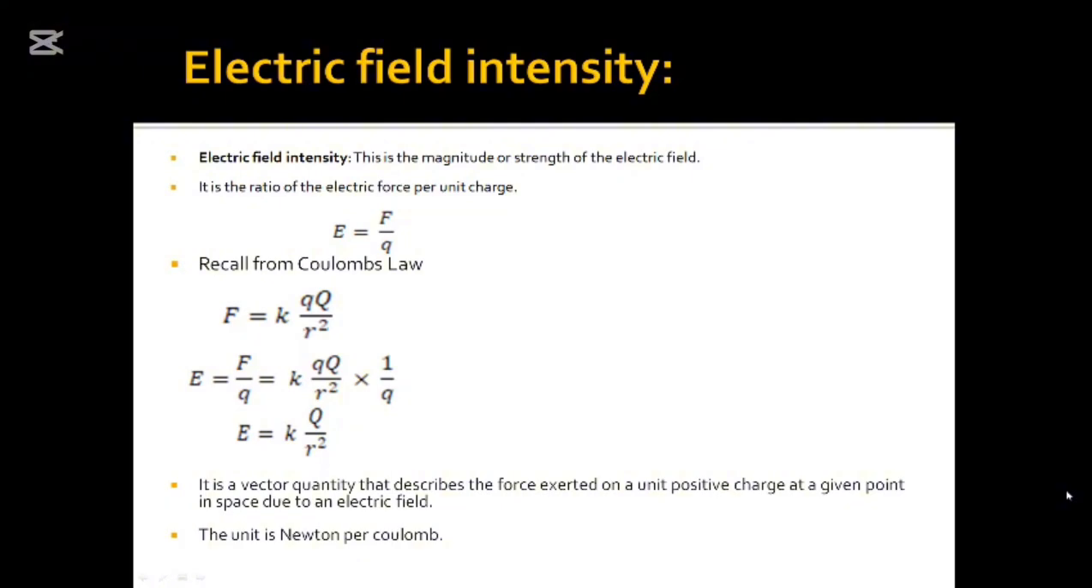Now, the unit is Newton per coulomb. How is it Newton per coulomb? I mean electric field intensity. How is it Newton per coulomb? Remember, by mathematical definition, we said electric field intensity is force per unit charge. That is F over Q. F there has the SI unit as Newton. Per means divide. Coulomb, or charge Q there, has the unit as coulomb.